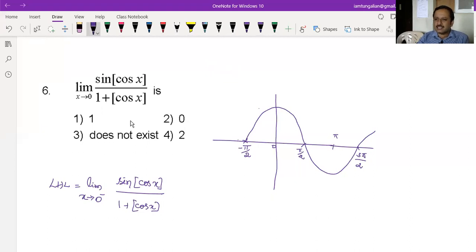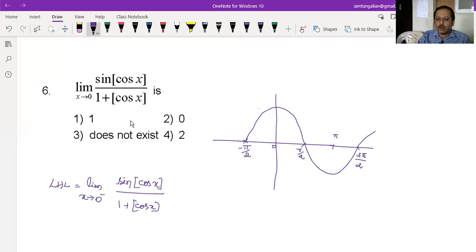In most of the cases, they will give that step x indicates the greatest integer function. However, here they have not given. But by looking at this, you can understand. Here you don't need a bracket in the denominator, so it has to be step x.